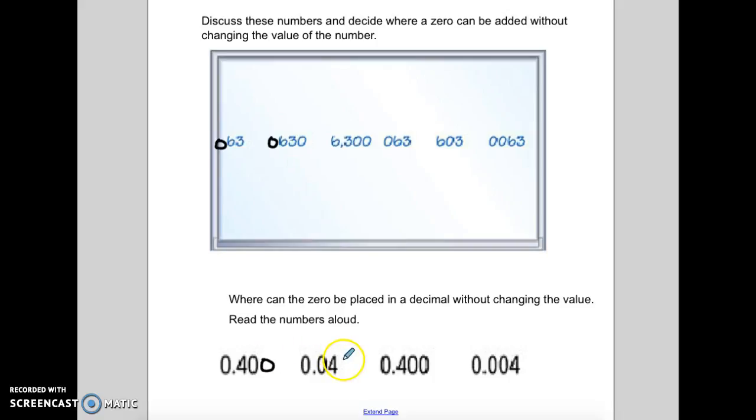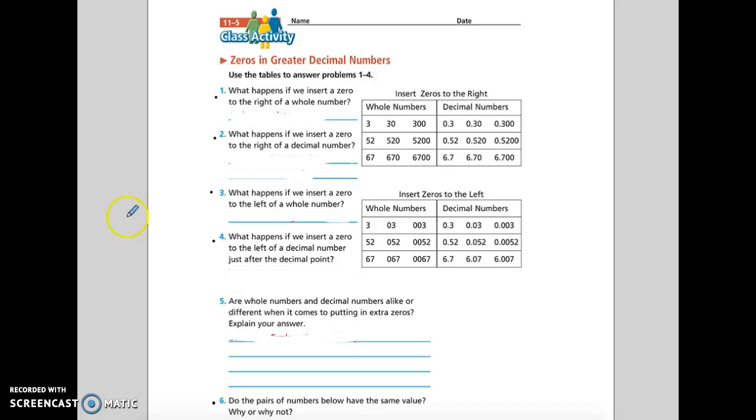In decimals, we can add the zeros behind the number, and it doesn't change the value of the number. It might look different, but the value of the number doesn't change. Just like when we did whole numbers and we add zeros in front of it, it looks different, but the value doesn't change. So let's dig into that deeper. Let's look at this list of numbers and let's do a comparison.